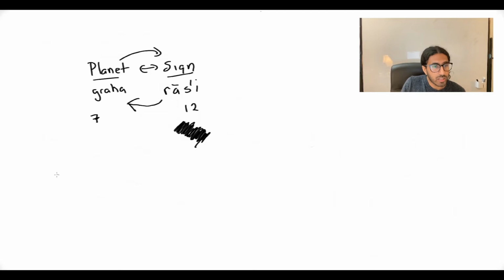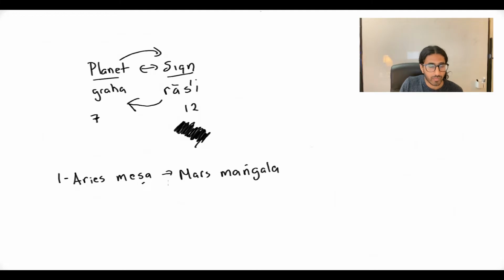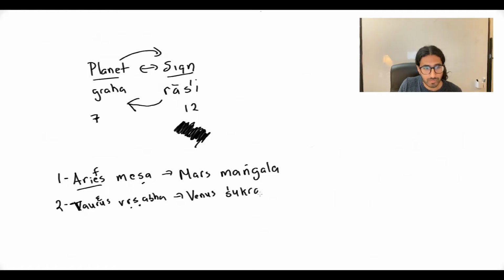First, let's look at the first one, which is Aries. Aries in Sanskrit is called Mesha. Aries is ruled by Mars, Mangala. Aries, the fire sign, ruled by Mars, Mangala. 2, Taurus, which is an earth sign called Vrishabha. Vrishabha, that's the name in Sanskrit, is ruled by Venus, Shukra. So Taurus, which is an earth sign, is ruled by Venus.